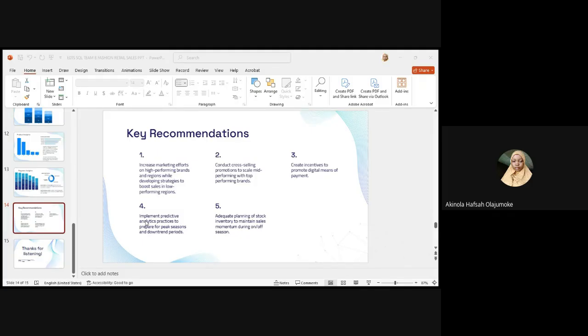That is, other brands that are not performing well, they could conduct a cross-selling promotion so that while people will still recognize the top brands, they will also feel the need to buy the low performing brands. And the third recommendation is that they should also create incentives to promote digital means of payment. From the chart, we could see that wallets and cards seem to be the most dominant means of payment by the customers. So we should create incentives to ensure that we don't lose sales in that area.